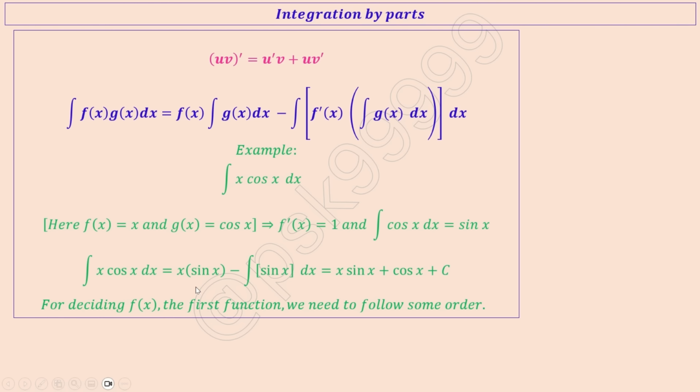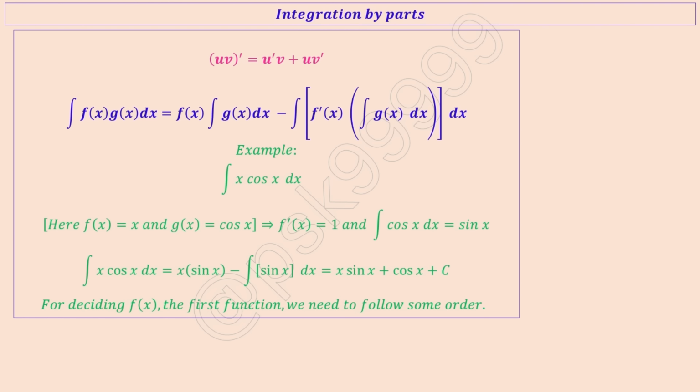Now you can try this by exchanging, taking f of x equal to cos x and g of x equal to x. You will end up in a cyclical way. You will keep doing integration again and again, and you will not end up solving the integration problem. That means there is a priority in choosing what should be my f of x. What should be my f of x is very, very important.